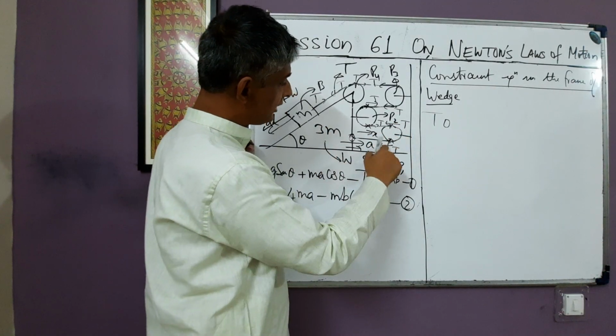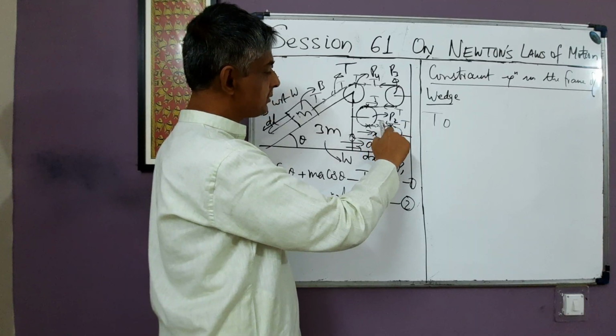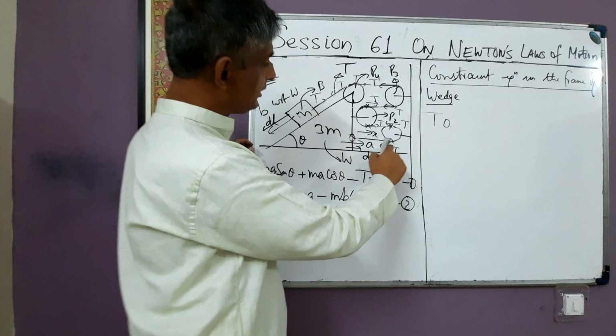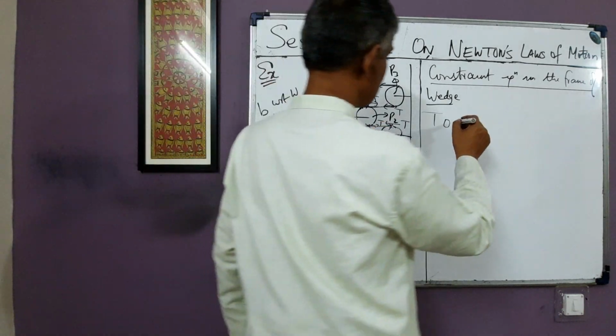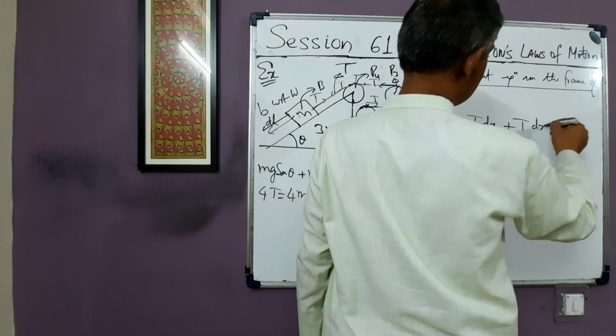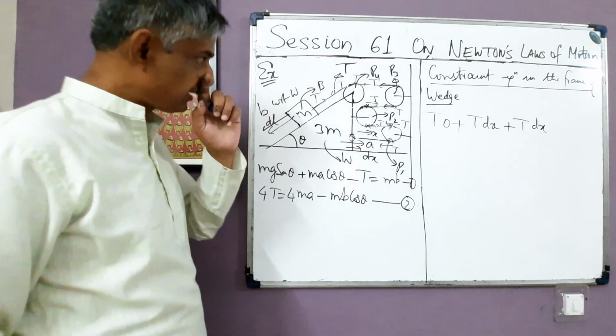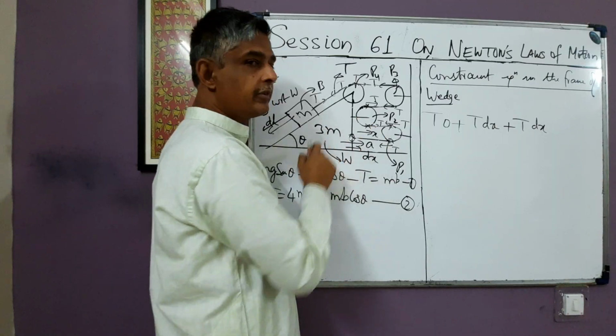So this point of the pulley gets displaced by dx towards the left, and this point of the pulley also gets displaced towards the left by dx, and T also acts in the same direction. So how much is the work done by the string on these 2 points? Plus T dx cos 0 degree, which is simply 1, plus T dx cos 0 degree, which is simply 1. Okay. Now let us take the work done by the string on this pulley in the frame of the wedge.